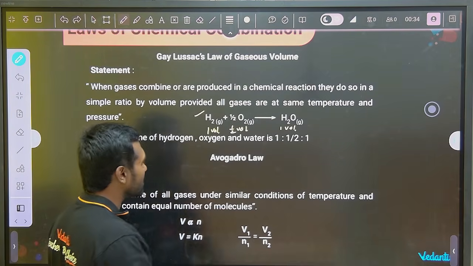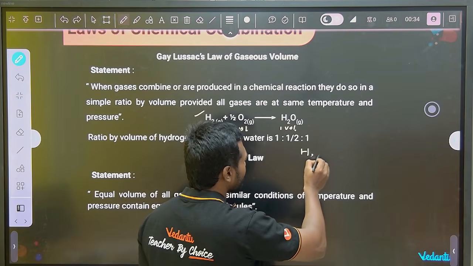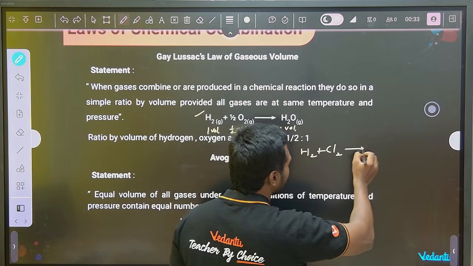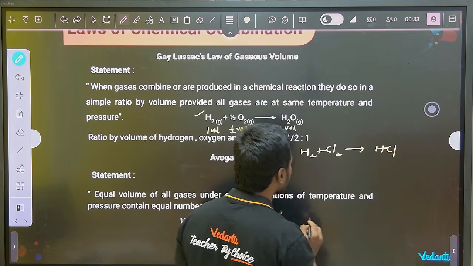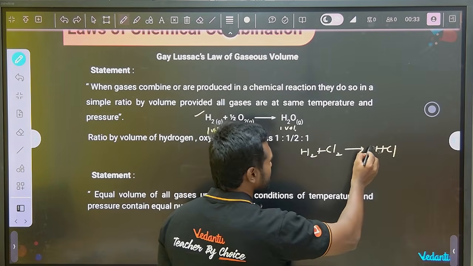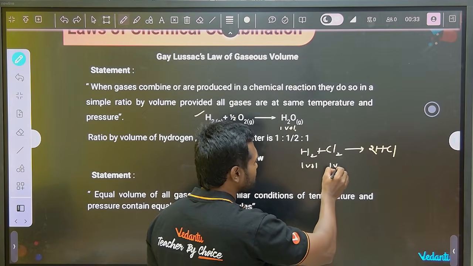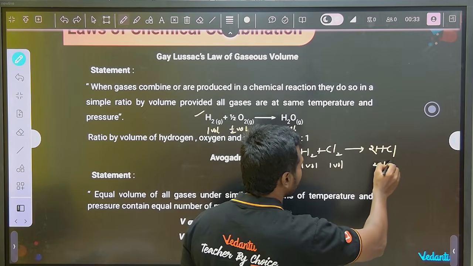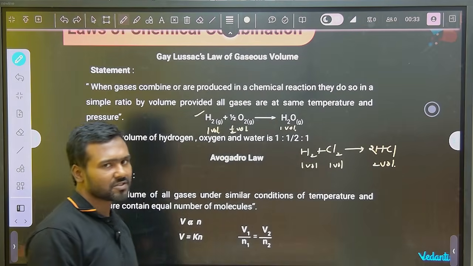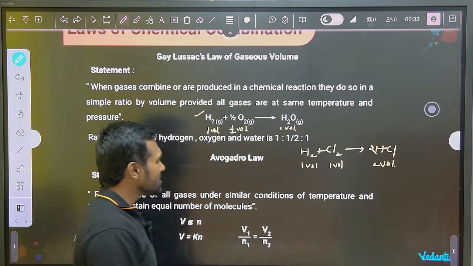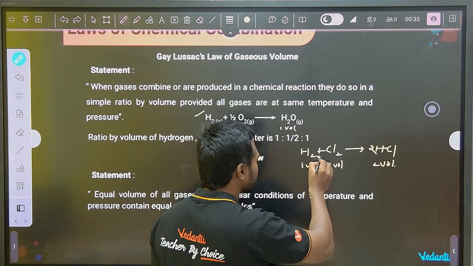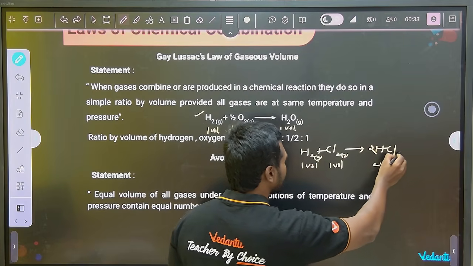Or else you take HCl also. Let's take H2 plus Cl2 giving HCl. This is one volume of H2 and one volume of Cl2, and you are getting 2 volumes of HCl. This is applicable only for gases, so we should mention all these are gases only.